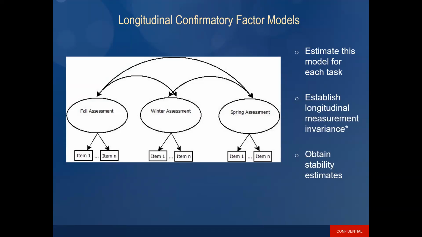I'm not going to show the results of these because we'll get deep in the weeds about things that aren't that interesting. But suffice it to say, for all of our tasks, we demonstrate that the task exhibits measurement invariance. So the items are working in the same way. And we'll get some stability estimates, which is just how do kids do when they get the same task in the fall, the winter, and the spring.